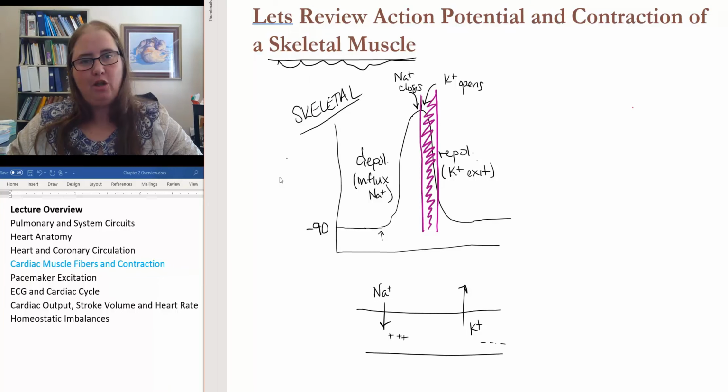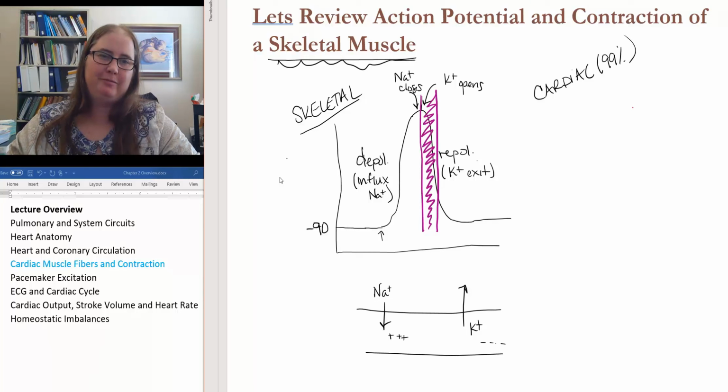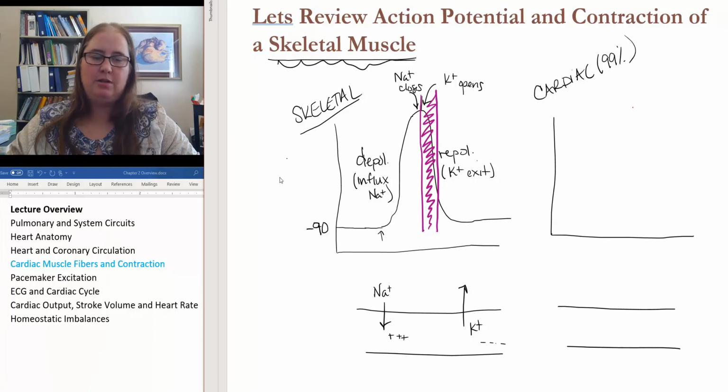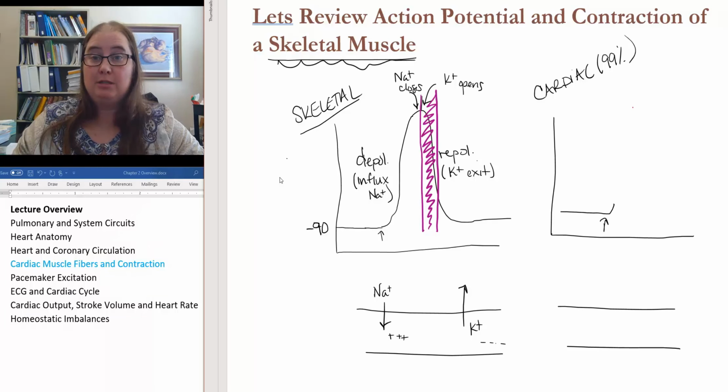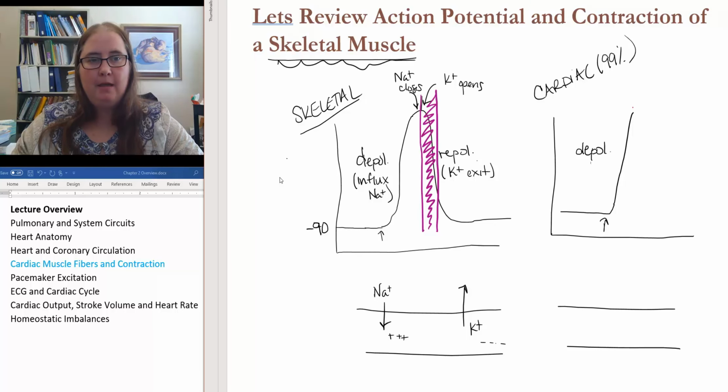Okay, over here we're going to do cardiac, and I'm going to put in parentheses my 99% because I just want to. Okay, so we're going to draw the same profile, the same kind of y and x axis. We're going to draw our cell down here. We talked about the fact that we still need a stimulus. So there's our electrical stimulus. We are still going to get a depolarization. However, up here we're actually going to get a plateau.